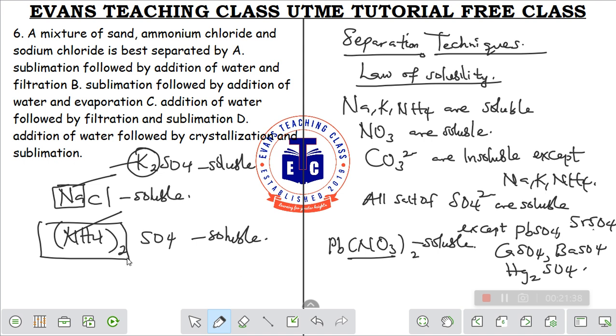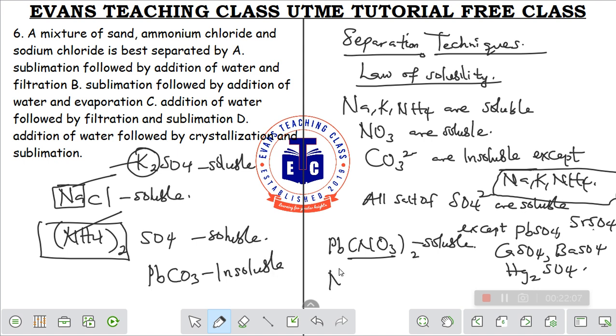So whenever you see something like this, CaSO4 now. All sorts of CO3 are insoluble except those of sodium, potassium, and ammonium. So it means whenever you have something like PbCO3, this one will be insoluble, without telling you.